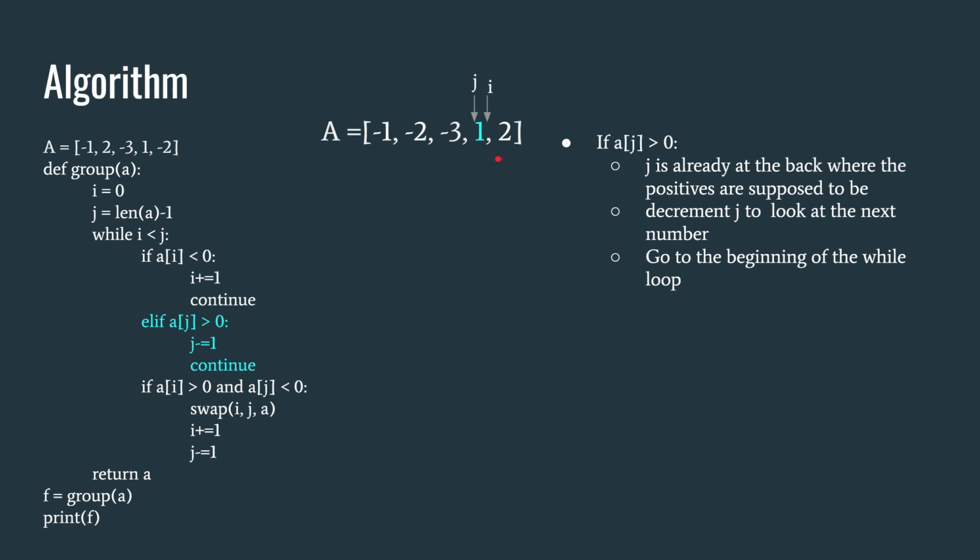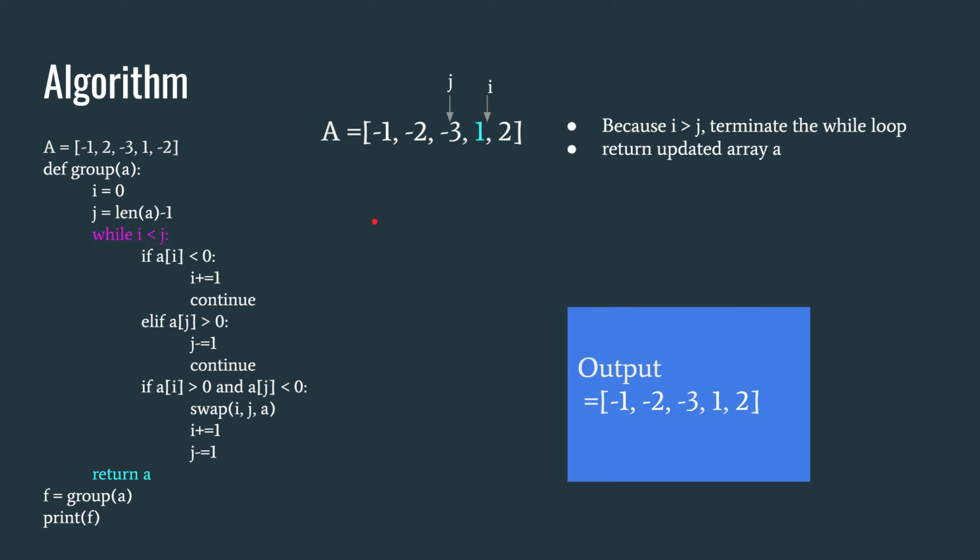If AJ is bigger than 0, J is already at the back where the positive is supposed to be. It increments J to look at the next number, and then goes to the beginning of the while loop. Because I is bigger than J, it terminates the while loop and returns the updated array A. So the output is -1, -2, -3, 1, 2.